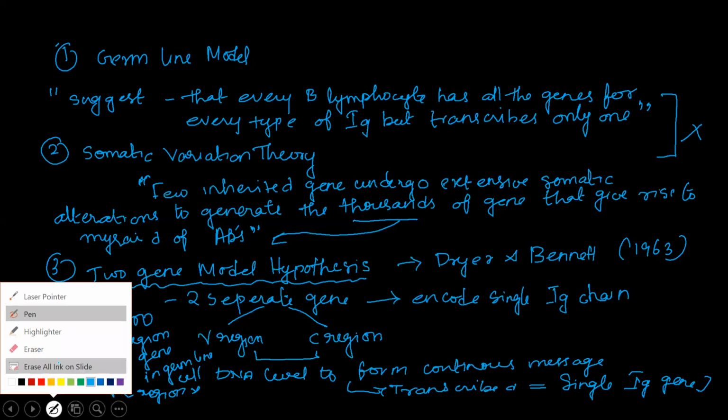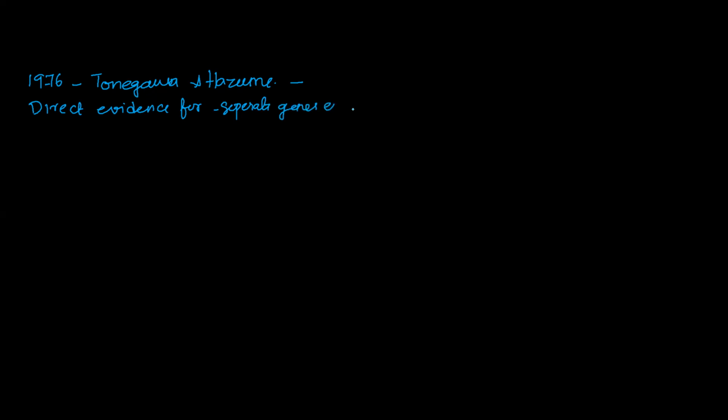Another theory. It was in the year 1976, Tonegawa and Hozumi. They both said there is direct evidence for separate genes which encode the V and the C region of immunoglobulin.